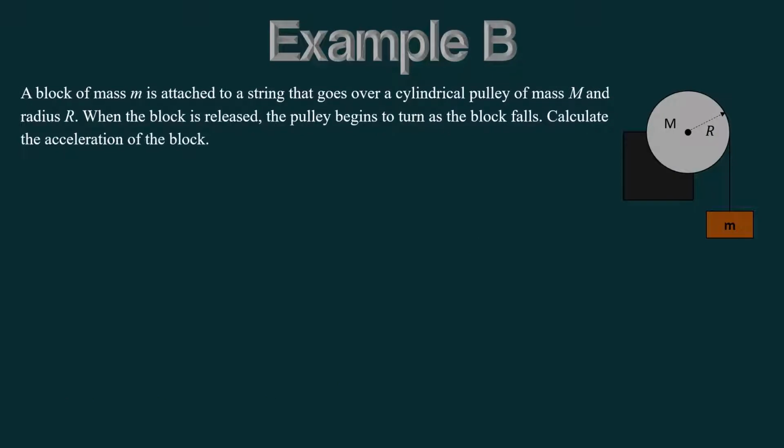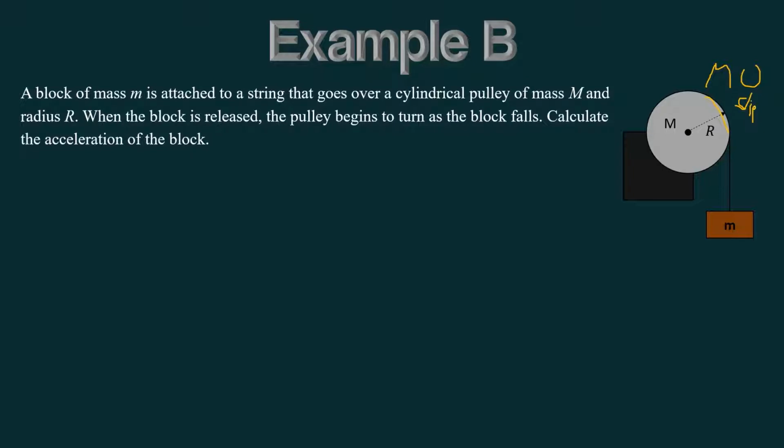Example B is a pretty typical pulley question for rotation. This is a question where it should say that there's no slipping of the string on the pulley. So that means as the string pulls the pulley down, the pulley is going to spin, v equals r omega, with the pulley. This is a case again where we have rotational motion of the pulley and linear motion of the block. So we're going to use F equals ma and torque equals I alpha.